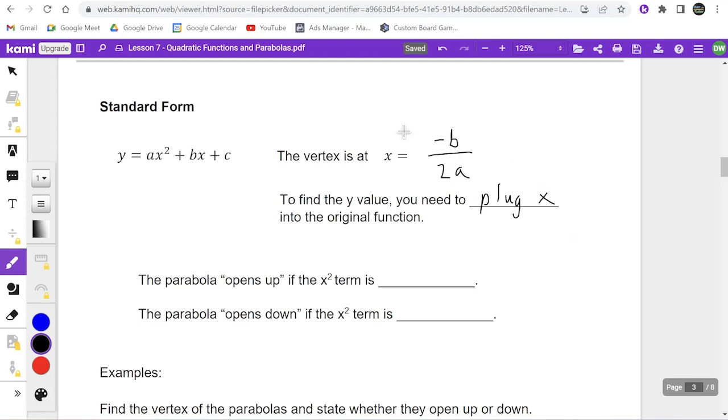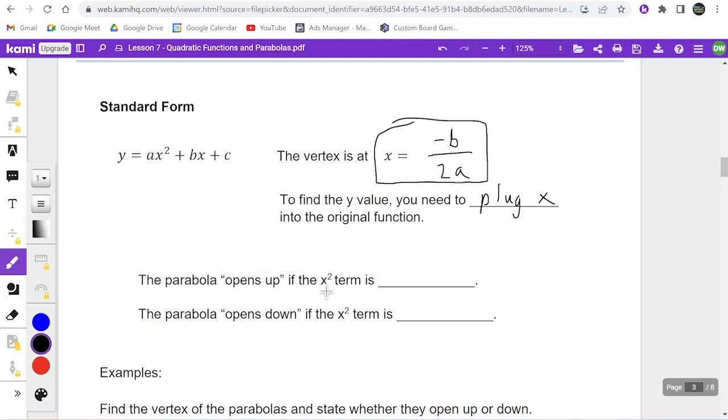So in other words, first you use this formula right here to solve for x, and then after you find the x coordinate, you plug x into the original function and solve for y. One more thing we ought to know, the parabola is going to open up, and open up just means it looks like a happy face, a smiley face.